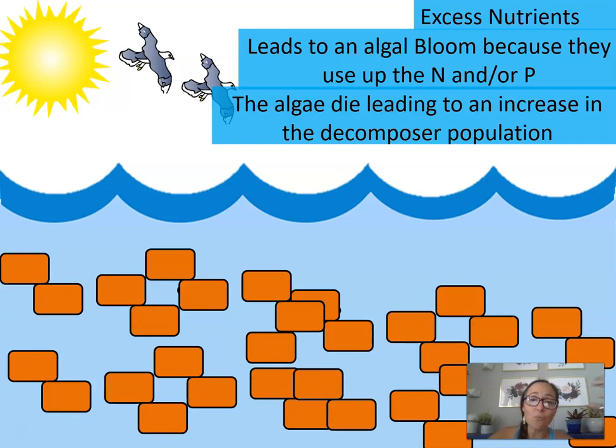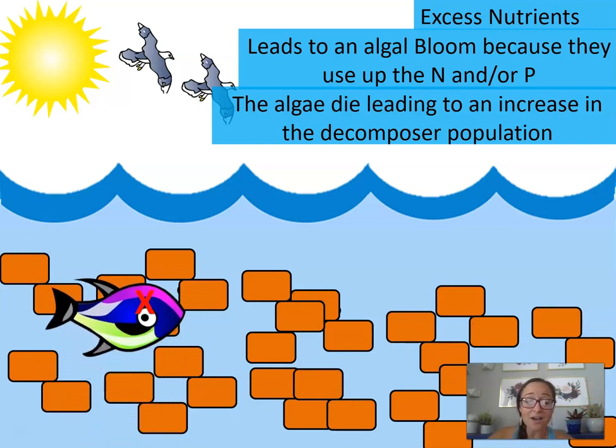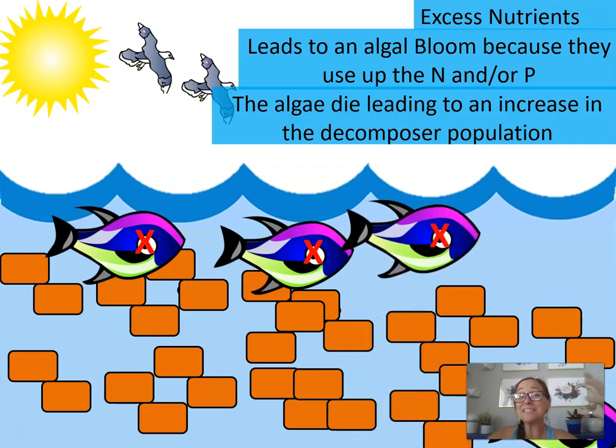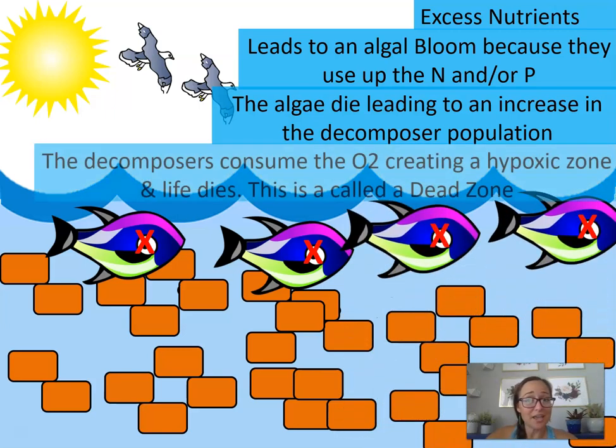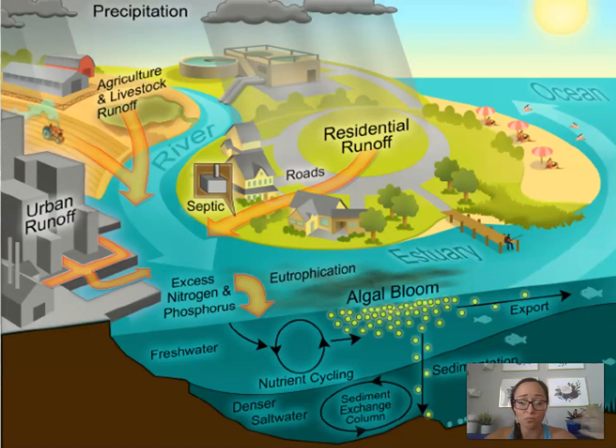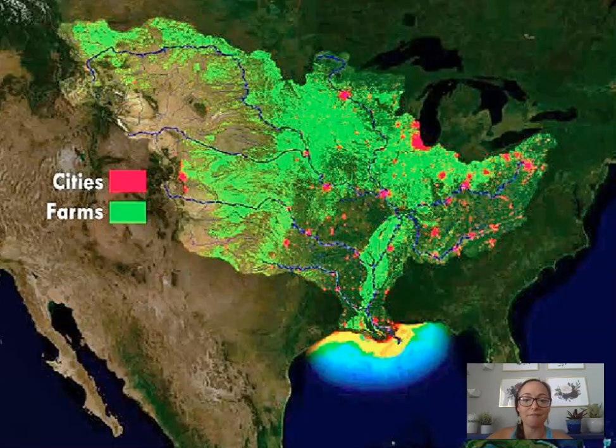They deplete the water of oxygen, dissolved oxygen, which now creates a hypoxic zone, which leads to the death of fish and life. So the decomposers consume oxygen, creating a hypoxic zone, and life dies. This is called a dead zone. So here, this process is called cultural eutrophication. From our lifestyles, we add these excess fertilizers, this excess runoff, leading to algal blooms and hypoxic environments.